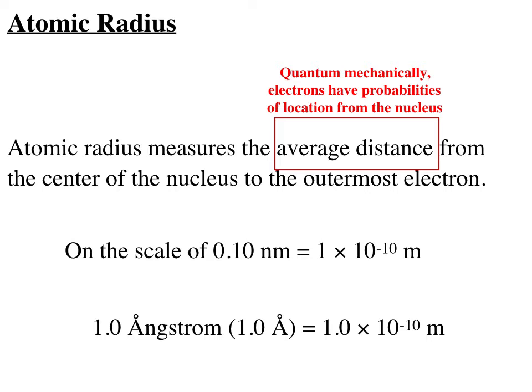So one of the properties that is of great interest to chemists is what is known as the atomic radius. The atomic radius, as defined here, is the distance from the center of the nucleus to the edge of the outermost electron. Now, this gets a little bit dicey when we start to try to think about this.